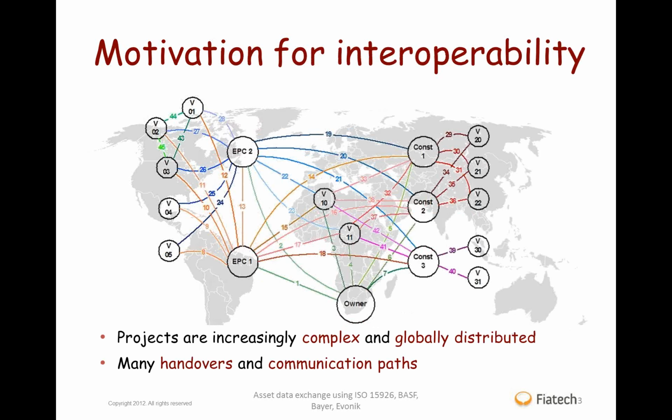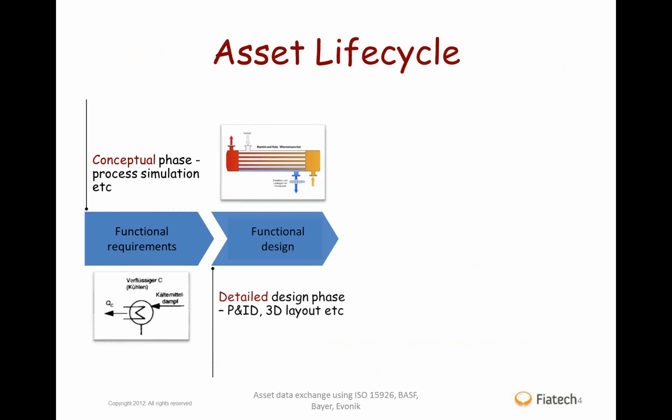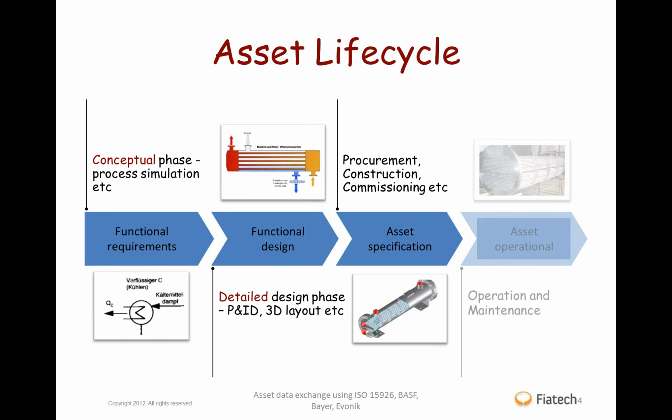To put it into the asset life cycle, then we talk about having the handover. In fact, there are several handovers, and the key ones are shown here, because the systems for functional requirements, functional design, asset specification and operation are all different. So you've actually got handover in each of those different areas.